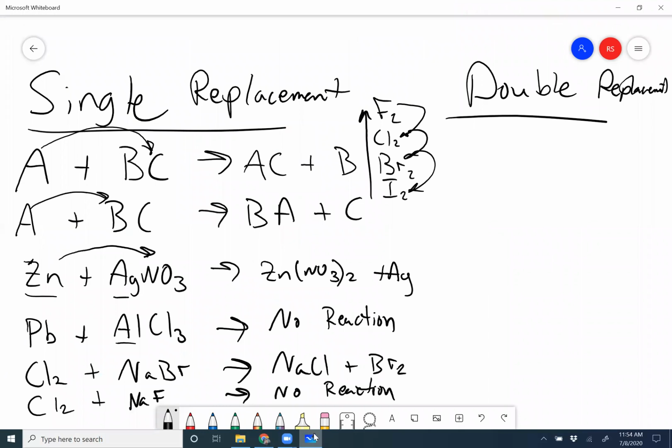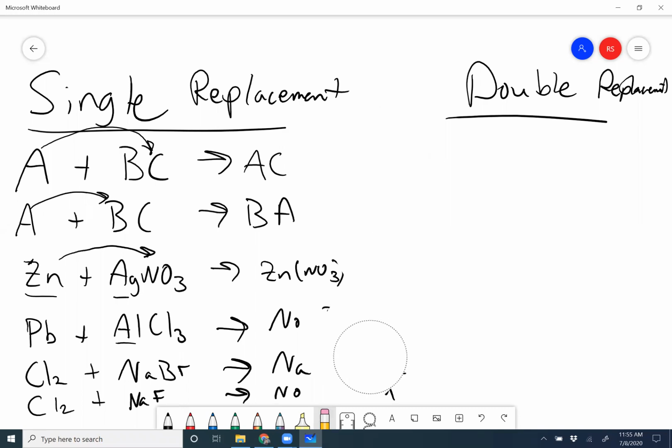So single replacement reactions are difficult because you do have to look on the activity series to make sure that something happens or not. But if it does, then all you do is switch their partners. The cation will take the anion, and the anion will take the cation.